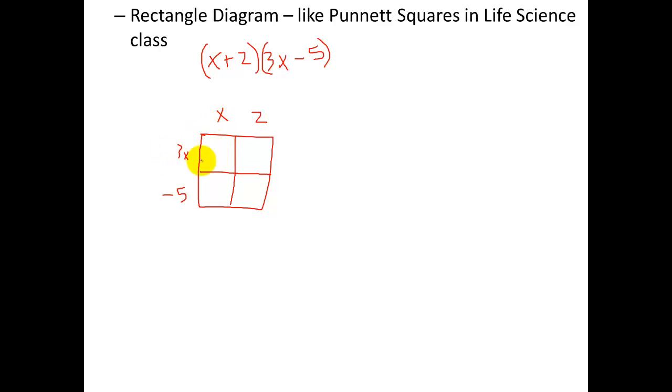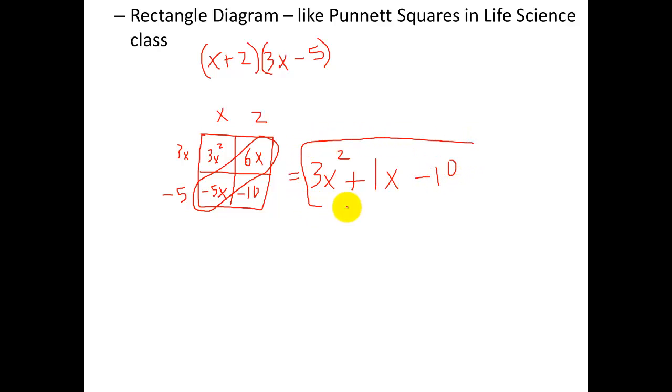So here we got a 3x times an x, which is a 3x squared. Here we have a 3x times a 2, which is a 6x. Here we have a negative 5 multiplied by an x, so negative 5x. And then here we have a 2 multiplied by a negative 5 for a negative 10. And just like FOIL and just like distribution, we add up all these terms. So 3x squared. Now these two here are like terms, so they can combine together. 6x and a negative 5x combines to be positive 1x, and then I have a minus 10 left over. Okay, so this is a rectangle diagram.